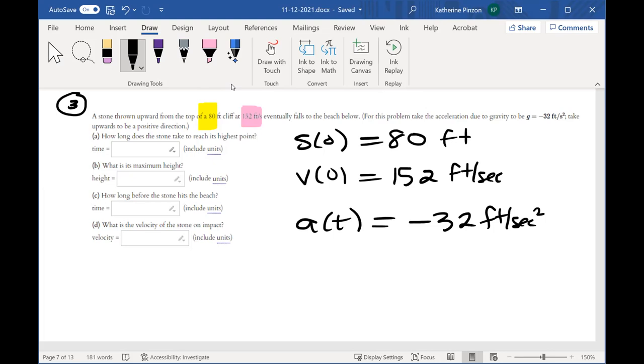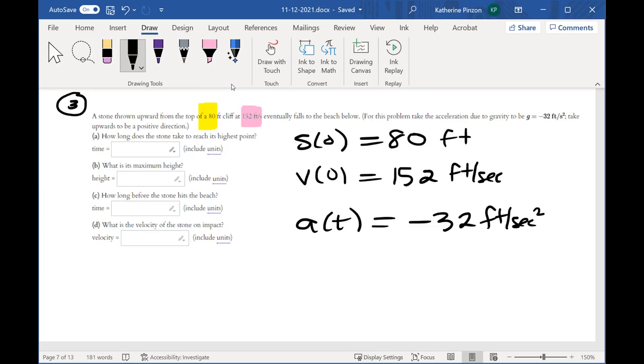If you have an equation for position, so this is when does it reach the maximum height and what is the maximum height? This one will be the x value of the vertex. This one will be the y value of the vertex. If you want to know when it hits the beach, the stone goes up, it comes back down, it hits the ground. That's when the position is equal to 0. So you'll take your position equation and set it equal to 0. Okay, let's talk about this last one. How are we going to do part D?